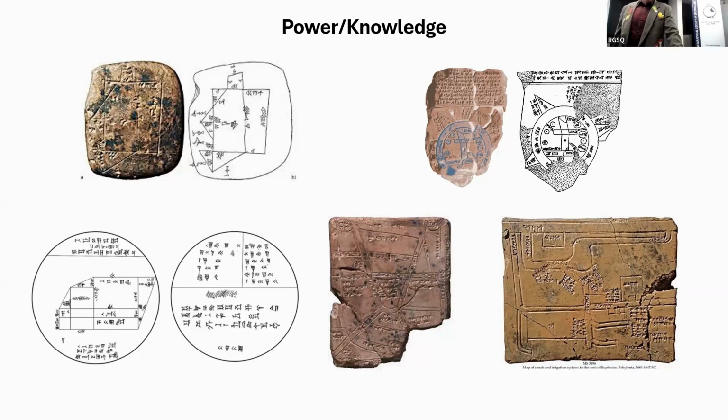The tablets became artifacts of what Michel Foucault called power knowledge, which is a process, decree, instrument, or machination used by those who wish to rule.